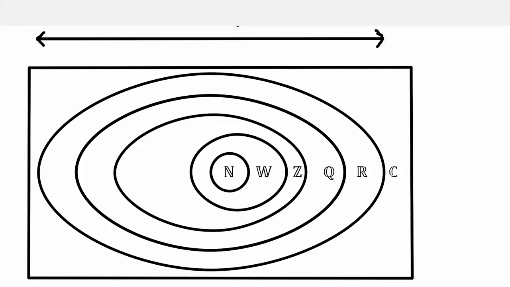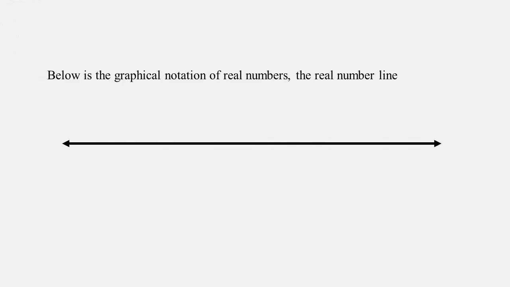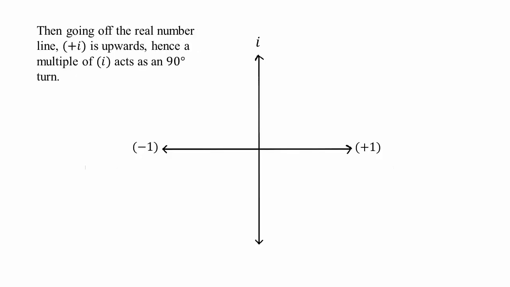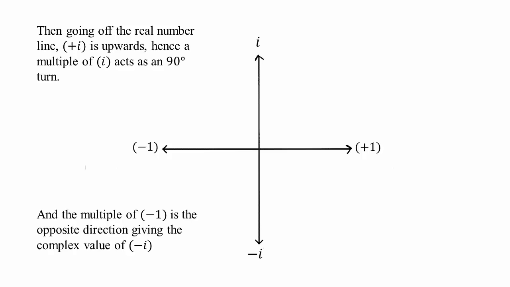The set of real numbers can also be illustrated using graphic notation. The set of real numbers can be represented by a line that extends from negative infinity to positive infinity. Given 0 as the point of origin, positive values lie to the right and negative values lie to the left. Hence, a multiple of -1 is equivalent to rotating 180 degrees about the point of origin. Therefore, the direction i is equivalent to rotating 90 degrees counterclockwise about the point of origin.